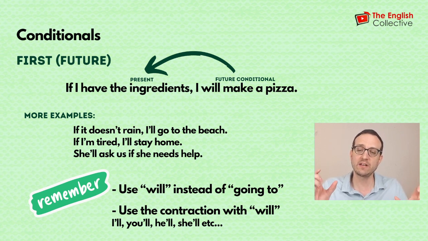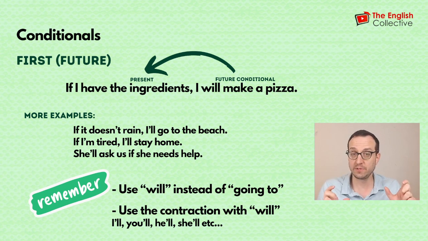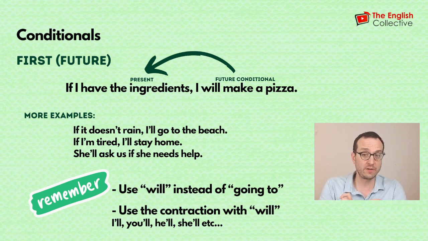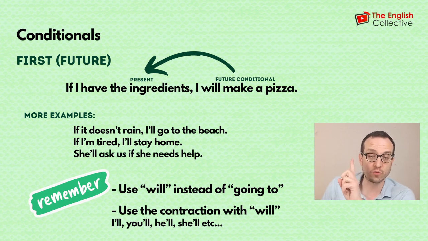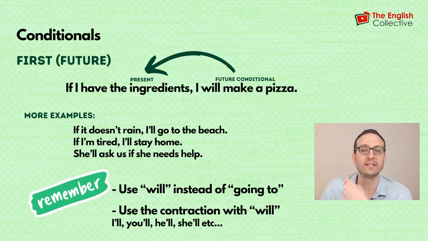So notice we can always change the order of condition and conditional. She'll ask us if she needs help. If she needs help, she'll ask us. If I have the ingredients, I'll make a pizza. I'll make a pizza if I have the ingredients. Okay? Now remember, tips. We use will instead of going to, and we tend to use the contraction with will. I'll, you'll, he'll, she'll, etc.